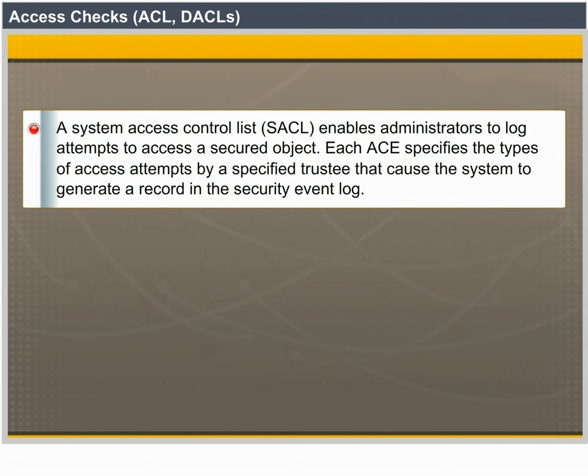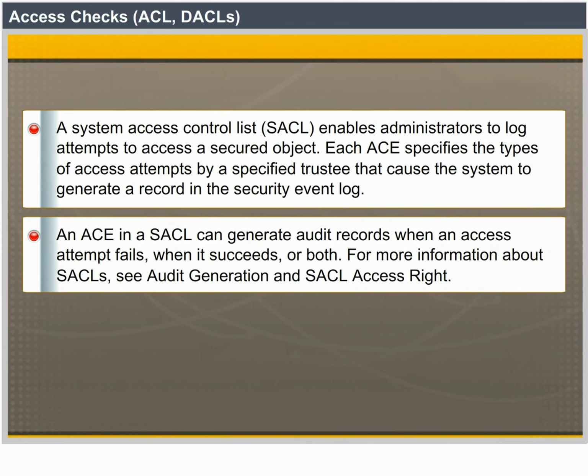A System Access Control List (SACL) enables administrators to log attempts to access a secured object. Each ACE specifies the types of access attempts by a specified trustee that cause the system to generate a record in the security event log. An ACE in a SACL can generate audit records when an access attempt fails, when it succeeds, or both. For more information about SACLs, see Audit Generation and SACL Access Right.